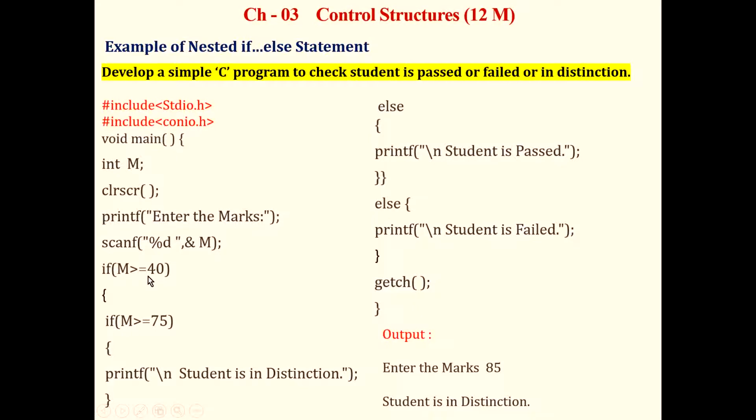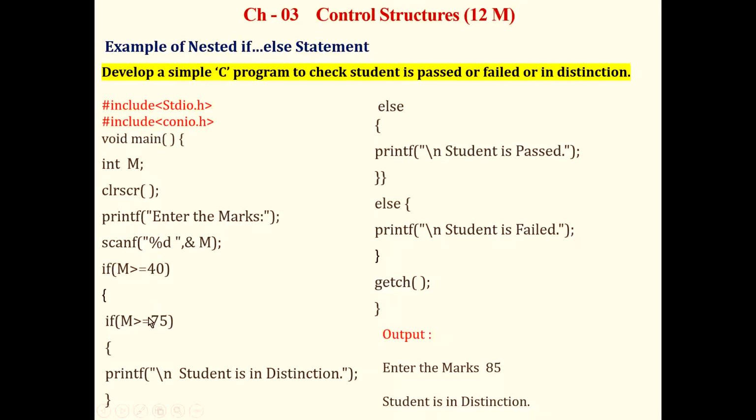If marks are 40 or greater than 40, the student passes. Then the second condition is if m is greater than or equal to 75. If the marks are 75 or more, then the student is in distinction. So the first condition is for whether the student has passed or failed. Why did we take the second condition? To check whether the student is in distinction or not.